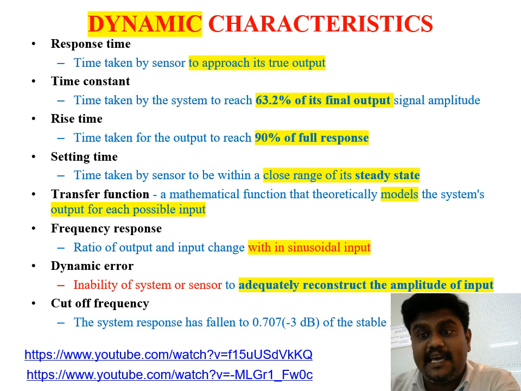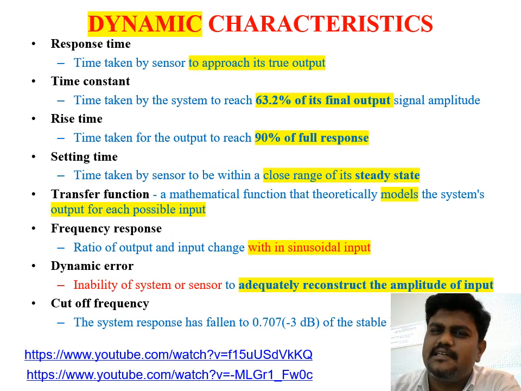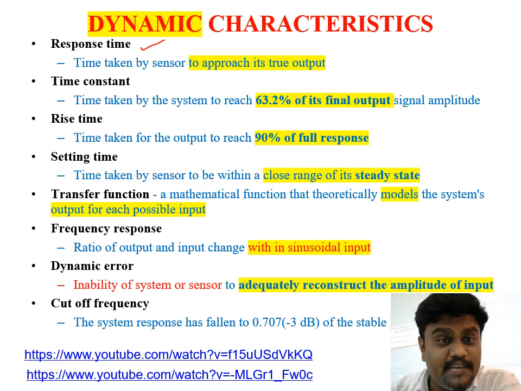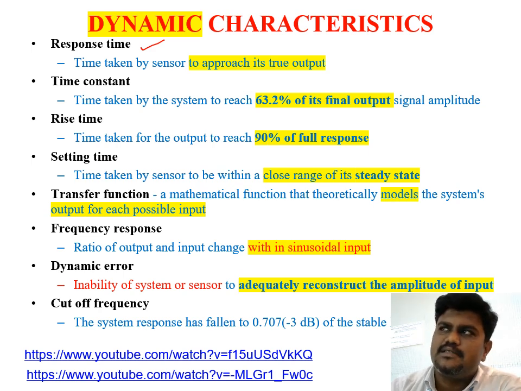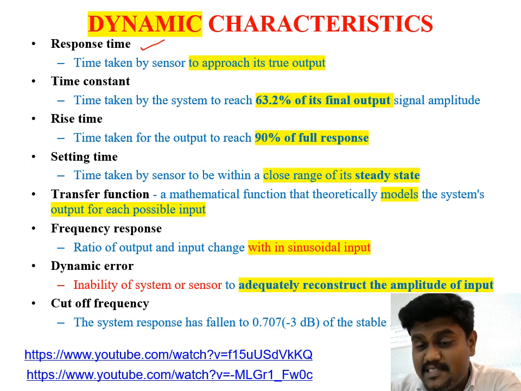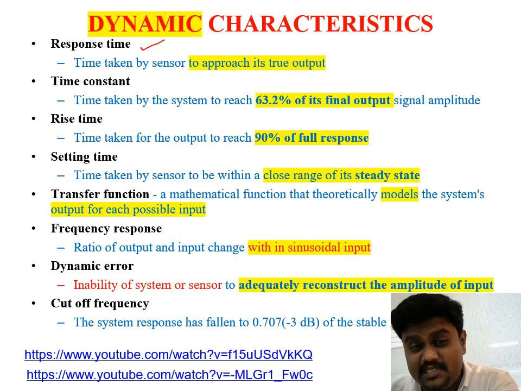Coming back to dynamic characteristics, response time, as I said in the previous slides, is all about time. When you consider the property of a sensor with respect to time, that becomes the dynamic characteristics. Response time is the time taken by the sensor to approach its true output, say 10 to 15 seconds to reach its original output, meaning the sensor's extreme range. That is what you could call the response time.